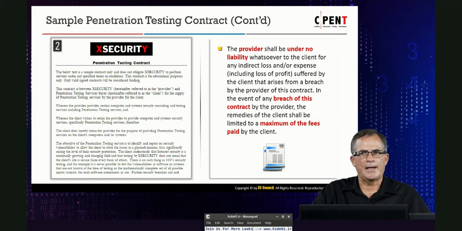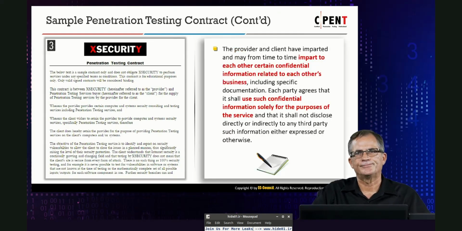Remember, unless it's gross negligence, you shouldn't be under any liability for what a scan does, because when a scan takes place, there's inherent risk to the system. So you want to make sure that they understand that. And also, as it says there at the bottom, if there's a breach of the contract, you have a clause in there that talks about a maximum of the fees paid by the client, or you have different types of things. And these are all standard templated devices of how we do this.